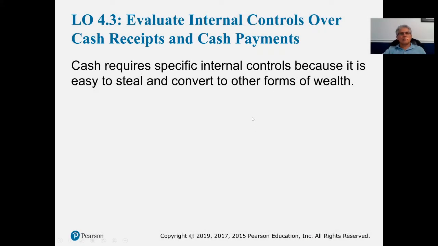Okay, so learning objective 4.3, evaluate internal controls over cash receipts and cash payments. We're going to take specific areas and look at how internal controls can be used as it relates to those areas. So cash receipts and cash payments. Cash requires specific internal controls because it is easy to steal and convert to other forms of wealth. In fact, that's probably our biggest risk in most cases.